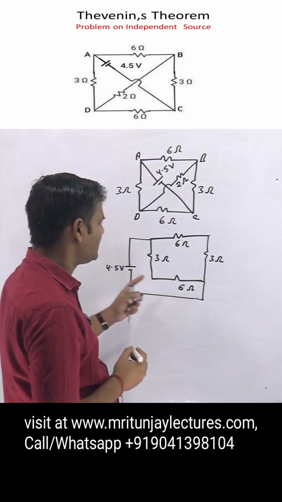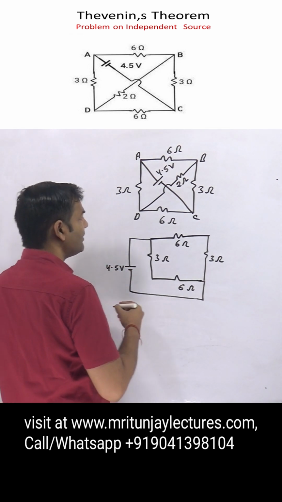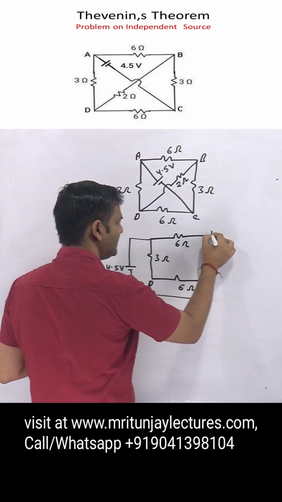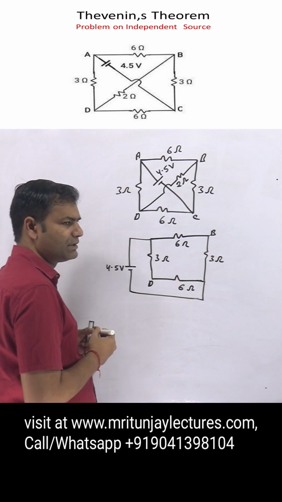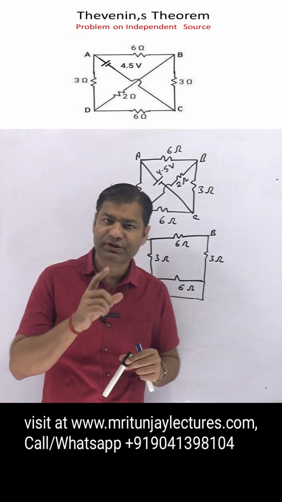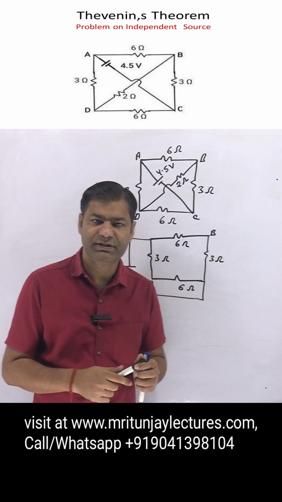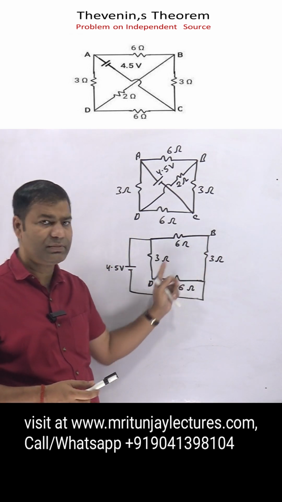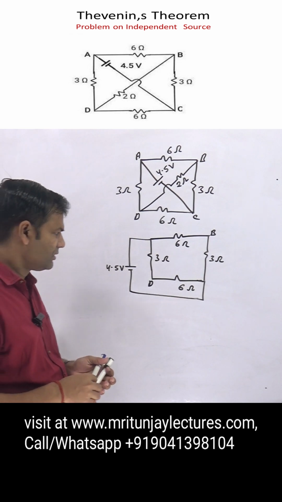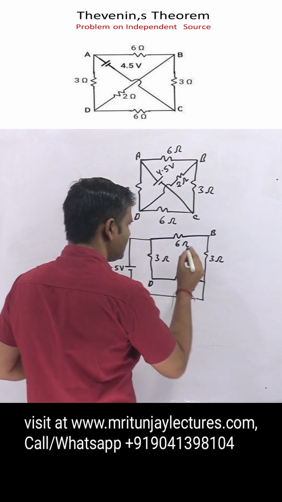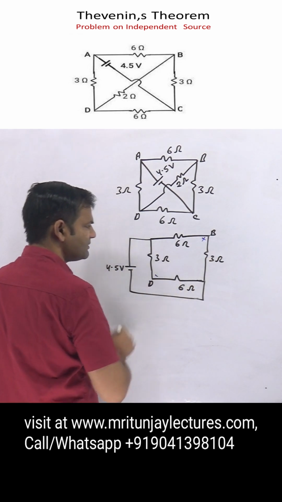Very simple. First of all make the circuit like this one. Our motto is to determine D and B. So first of all the load is removed and then determine VTH between B and D. This one is the positive terminal and that is negative.